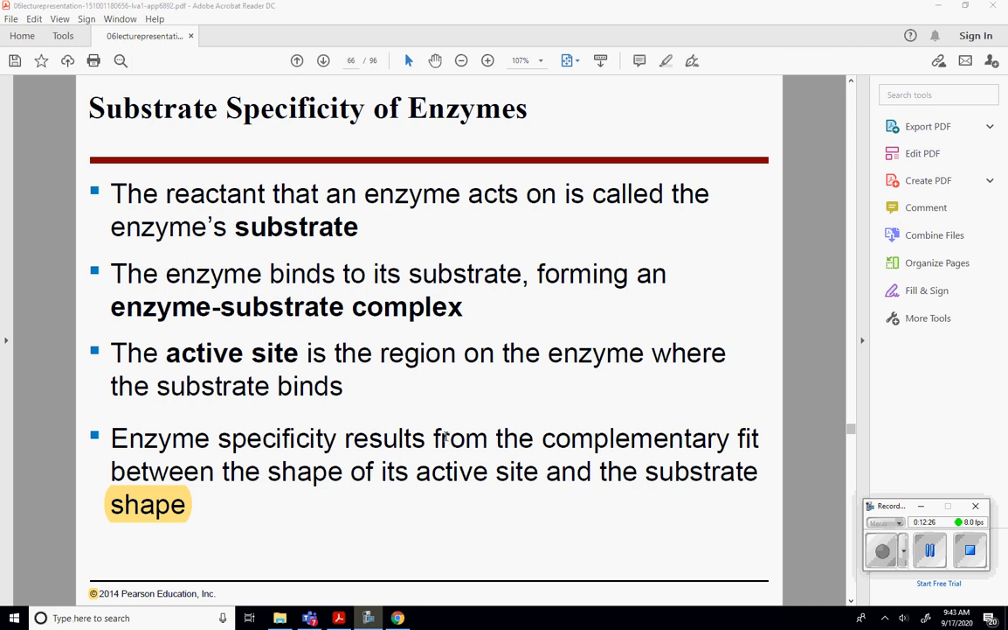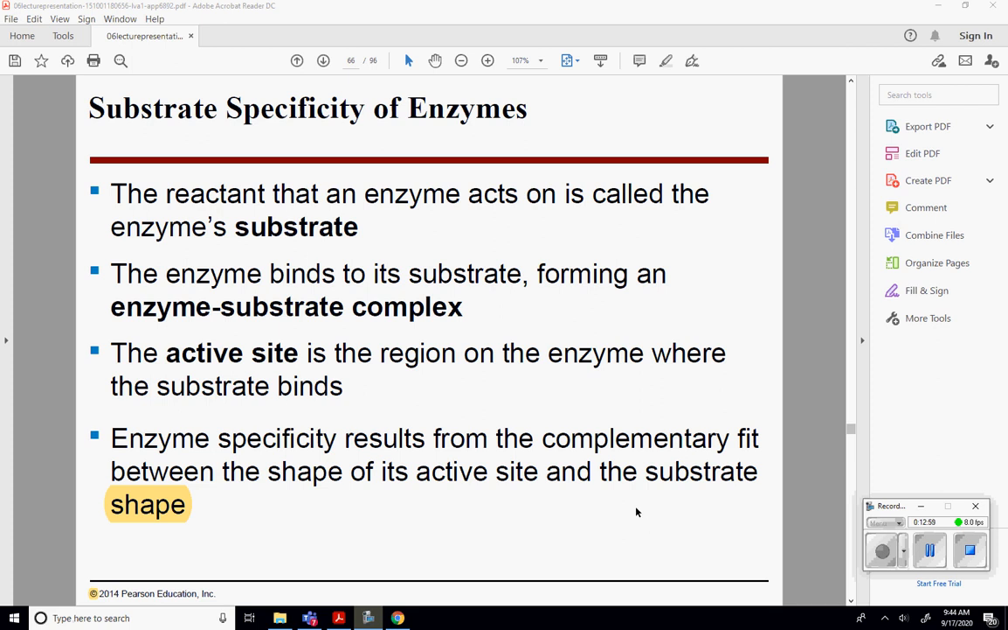Enzyme specificity results from the complementary fit between the shape of its active site and the substrate shape. What this is saying is the enzymes are very specific to what they'll bind to. They're like lock and key. The key doesn't work well without the right lock, and the lock doesn't work well without the right key. They go hand in hand.